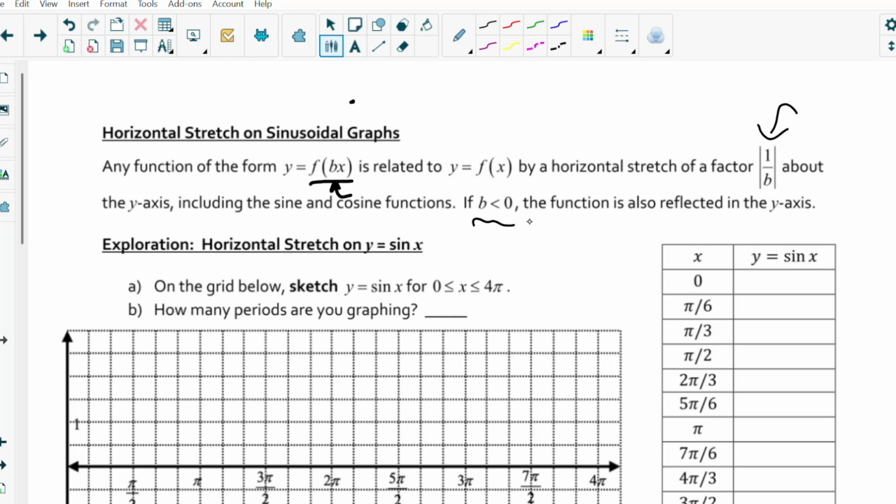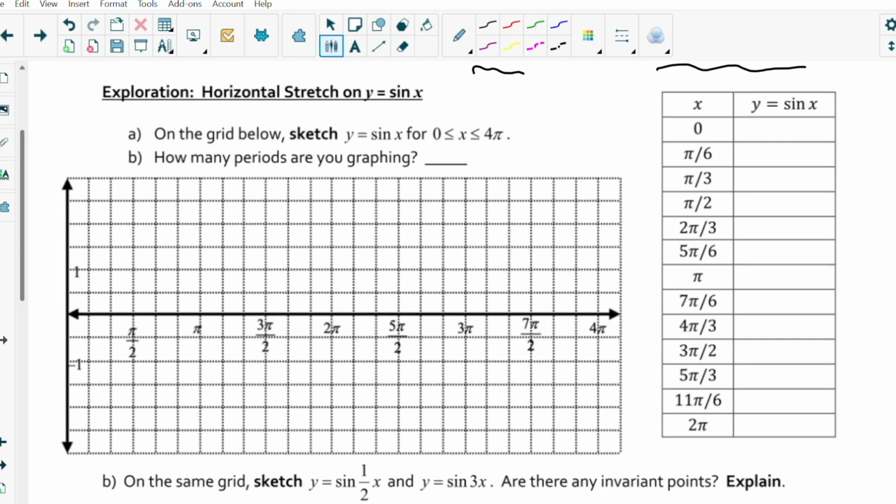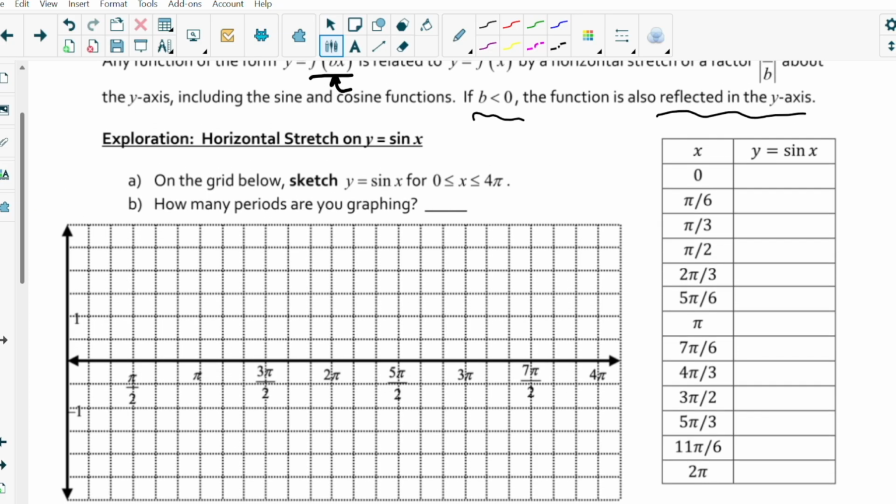If b is less than 0, then guess what happens? It's also reflected in the y-axis. Again, nothing new from our transformations unit. Okay, exploration: horizontal stretch on y equals sine of x. On the grid below, sketch y equals sine of x for x greater than or equal to 0 and less than or equal to 4 pi. So for our sine values, I'll do sine of x in black.